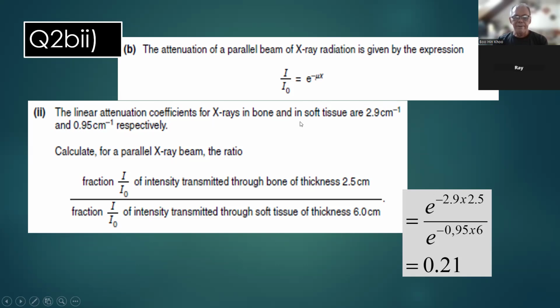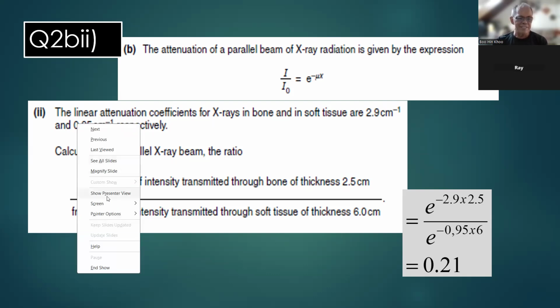Then for soft tissue, 0.95 times 6. That's 6 cm. And then it gives you 0.21. Okay with that? The rest you can do yourself, and then I'll go over it with you on Thursday. Rather than I do everything for you, we go to CT scan. If we have time, we will try to come back.